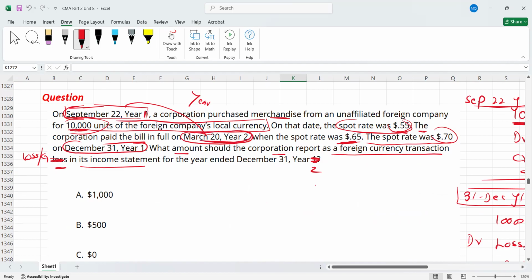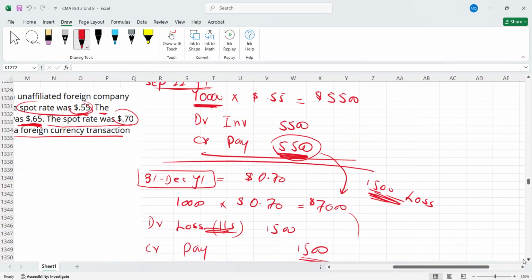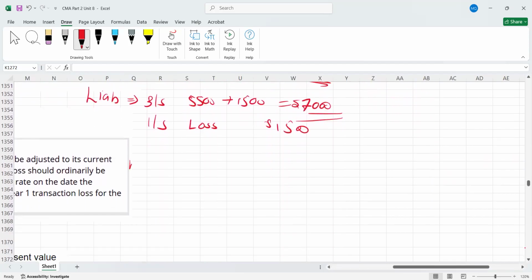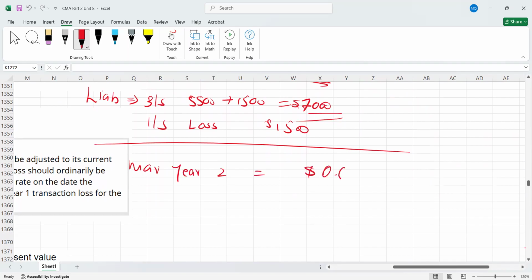In year two, at the settlement date, which is March 20 year two, the spot rate was 0.65. So let's do it now. I'm moving now to March year two, right? At that day, the rate is what? Dollar 0.65. Now again, I will convert 10,000 units of the foreign currency at 0.65. So the value will be 6,500. And in the previous balance sheet, our liability was showing at 7,000, right?